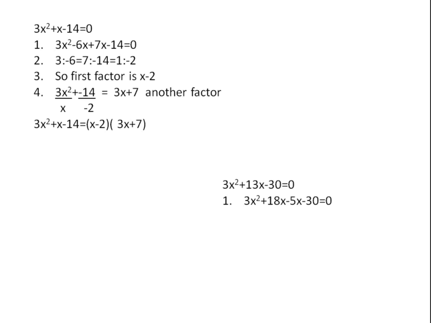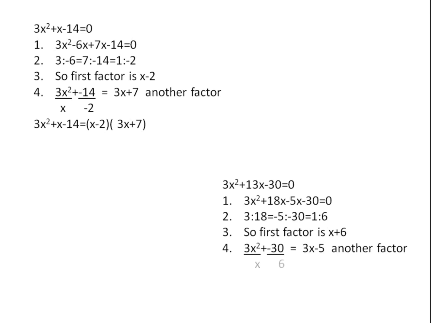And also we check the ratio, 3:18 is equal to minus 5:minus 30. Remember, check only the coefficients ratio. So that gives us x plus 6 as the first factor. And what about the second factor? Now we are going to divide 3x square by x and minus 30 by plus 6. So 3x minus 5 is another factor. If we now express this quadratic equation, you can write it as 3x square plus 13x minus 30 is equal to x plus 6 into 3x minus 5. So now let us try to practice the same method using a few more examples. So you will go for much more complicated things.